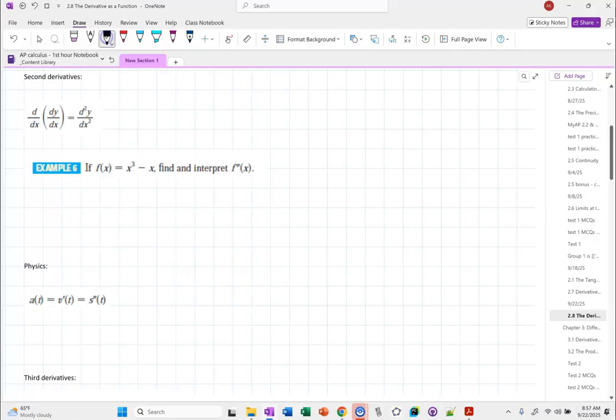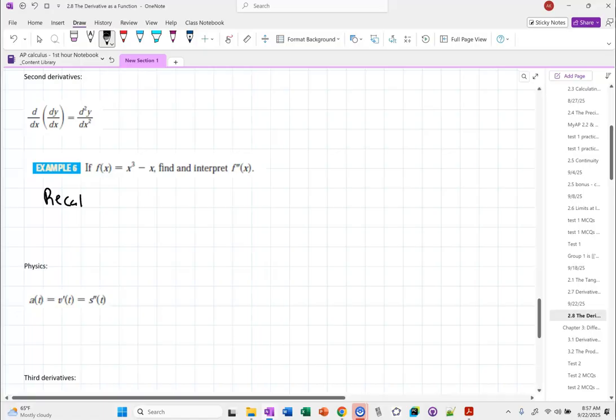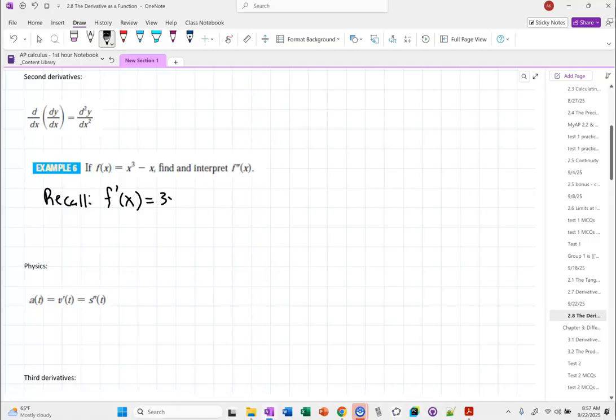So here it asks us to do f double prime, that's the second derivative. We did the first derivative already earlier in the lesson, right? So I'm going to take advantage of that so I don't have to do that over again. That was kind of a lot of work to get to that point.